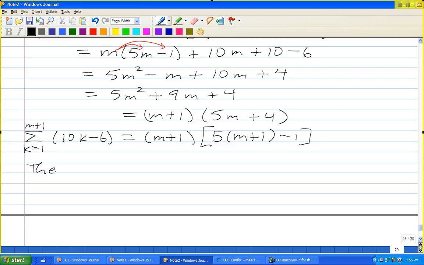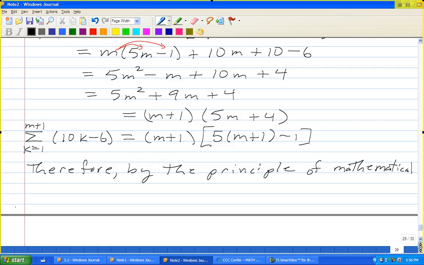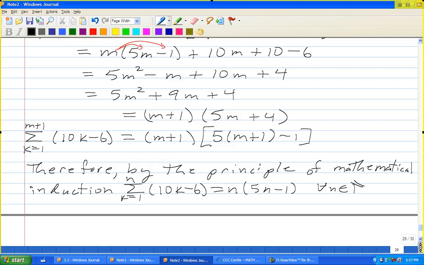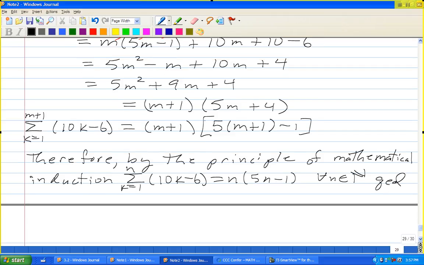So therefore, by the principle of mathematical induction, this formula works for every natural number n. And that's what I wanted to show. Let me do problem number 47.